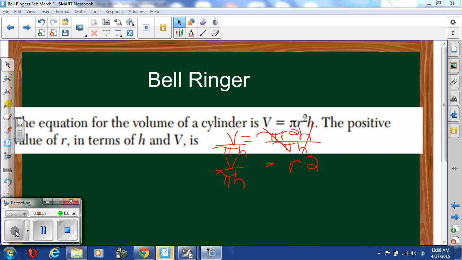So what do we do? Take the square root, very good. So take the square root of both sides. What's the square root of R squared? R. Now this says we only want the positive value. Technically, it's plus and minus, because what's a negative times a negative? Great. And what's a positive times a positive? But this question is only asking for the positive value, so I don't need the minus. Square root of V divided by pi H is your answer.